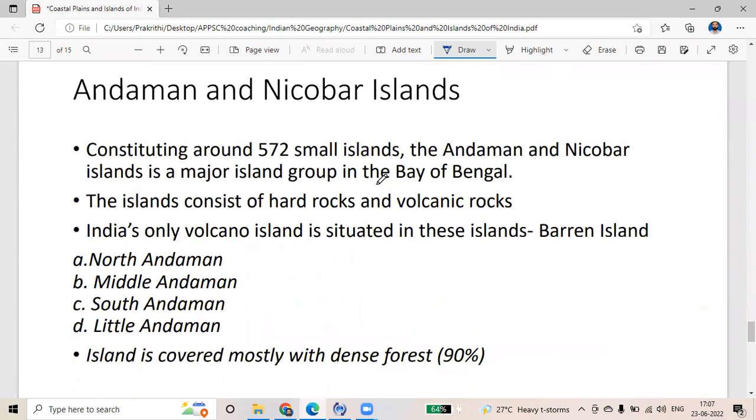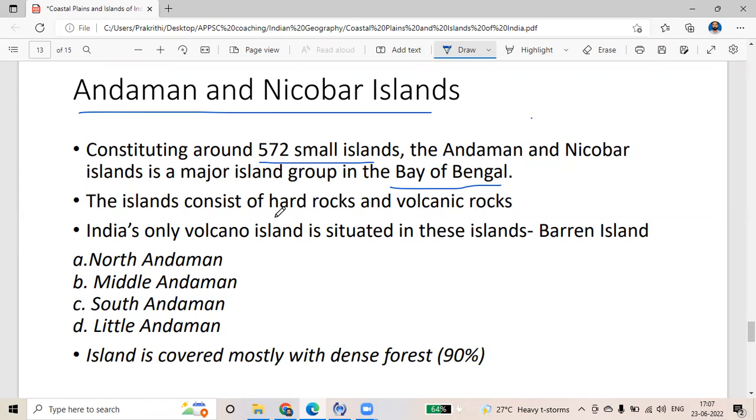So the first and important one, the biggest one, is the Andaman and Nicobar Islands. Within Andaman and Nicobar Island there are almost 572 small islands, which are the major island groups in the Bay of Bengal region. Saying 572 is easy, but not all are big; some are very small. Just like a point when you look through satellite imagery, that small is the size.